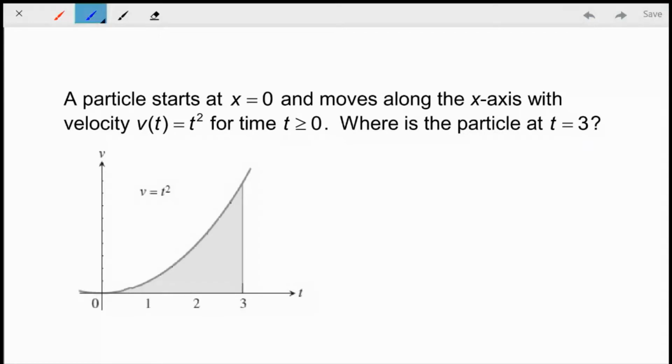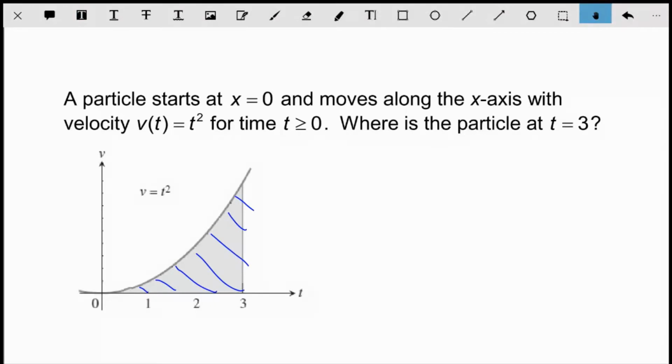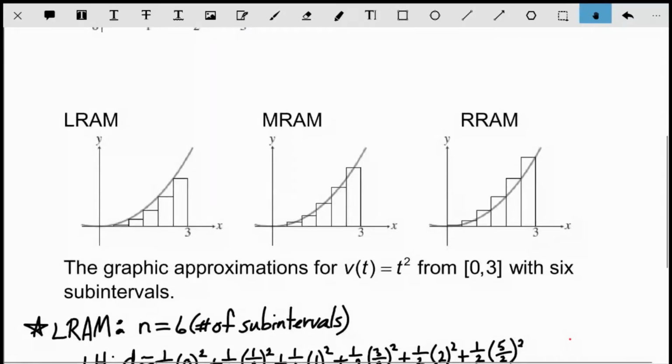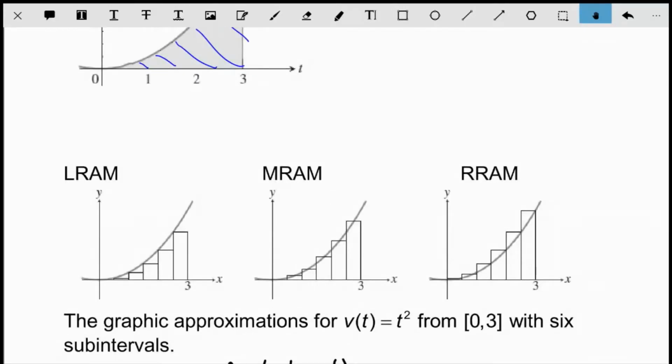So if I were to find this area underneath this velocity curve, the area of that region would represent the distance that I've traveled in the x direction, and that would tell me where the particle is at time t equals 3, because we've moved in the positive direction and we started at a position of 0. So again, we don't have a way right now to calculate this exactly. So what we're going to do is we're going to approximate this by using subintervals. And we have 3 different methods that we can use for this.